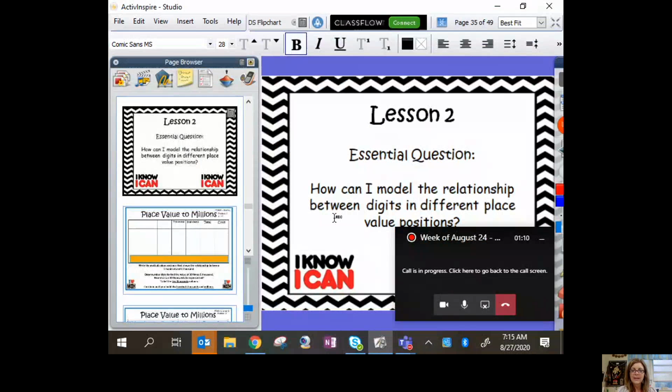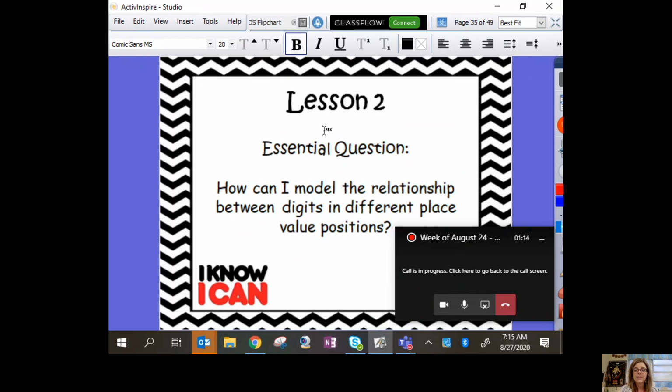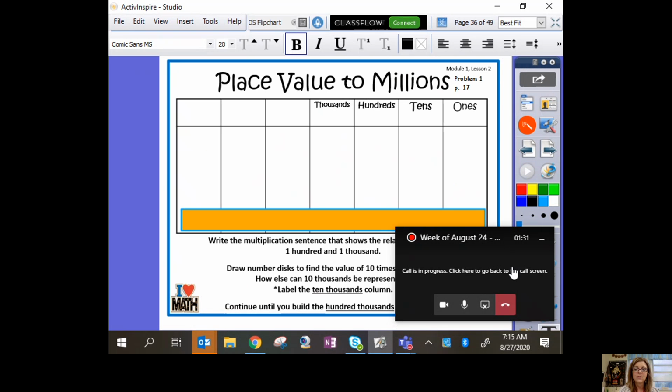Good morning. Today we're going to continue our lesson in Module 1, Lesson 2. If you look at the screen, we are going to answer our essential question through this lesson today. How can I model the relationship between digits in different place value positions? And we've been practicing modeling those on our hundreds chart.